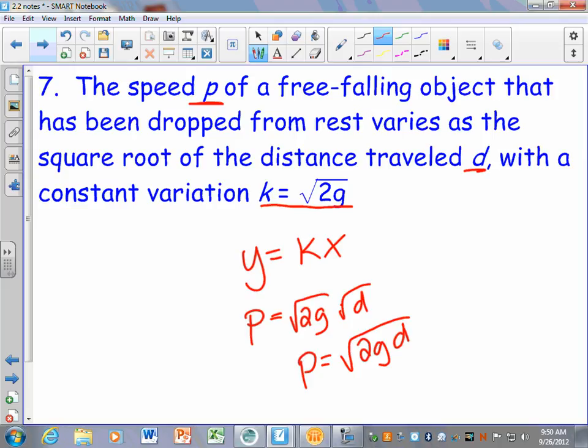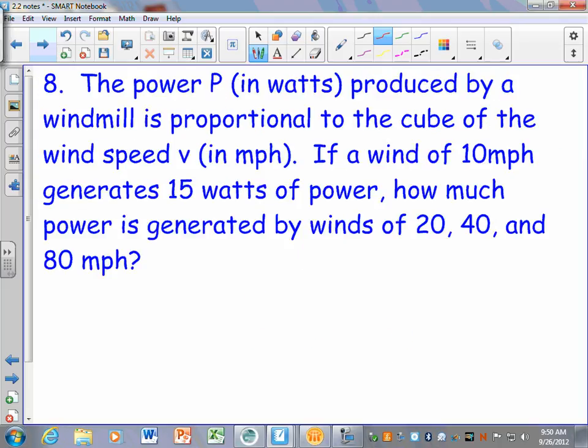So there's my last one. And this is the real reason I'm putting these out. So look how long this is. It says the power P in watts produced by a windmill is proportional to the cube of the wind speed V in miles per hour.